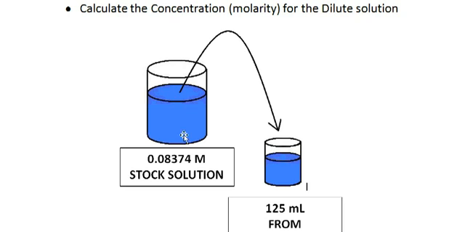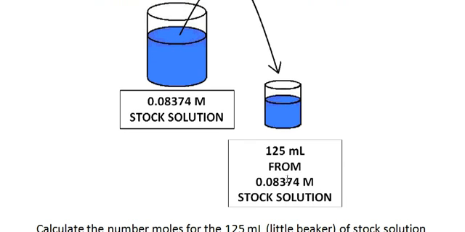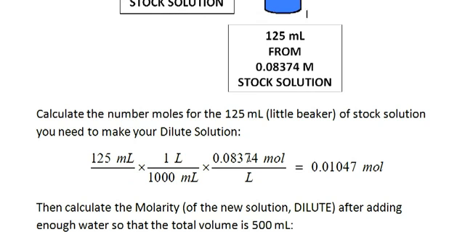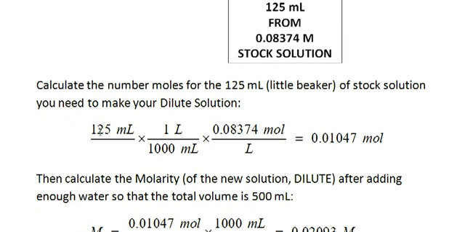So here's what we're going to do. We just made our stock solution, so we're going to take 125 milliliters of that stock and put it in a little beaker. We're going to measure out the volume. In this case, the concentrations are the same, and we know what the volume is, but we don't know how many moles we actually have within the little beaker. We know that we have 125 milliliters. We know what the concentration is from our stock. So what we need to do next is calculate the number of moles that are in that 125 milliliters from the stock solution.